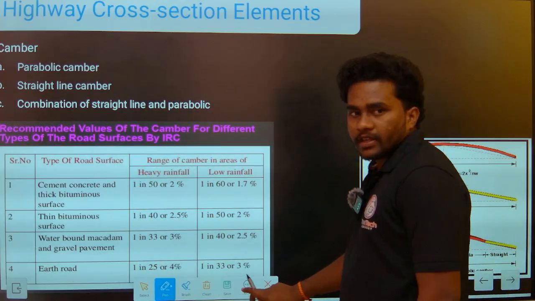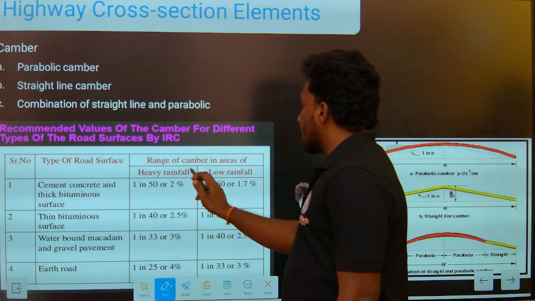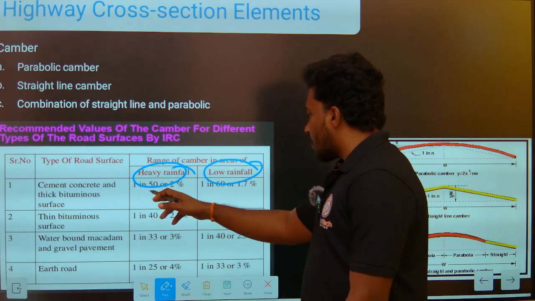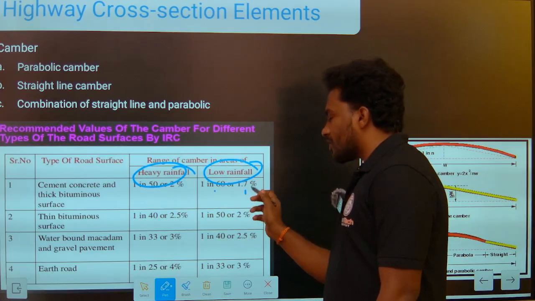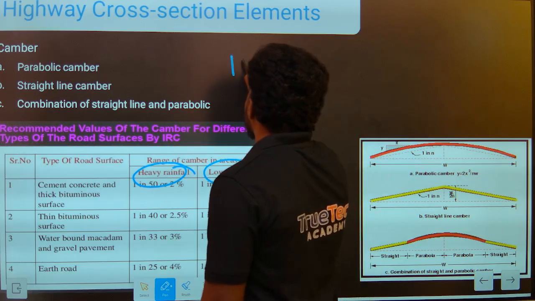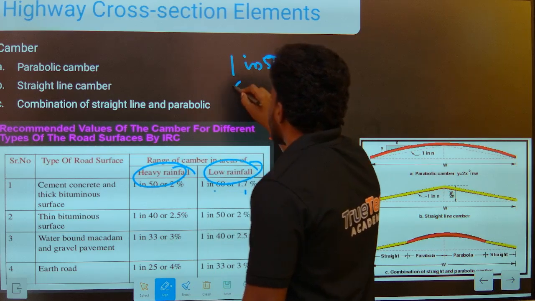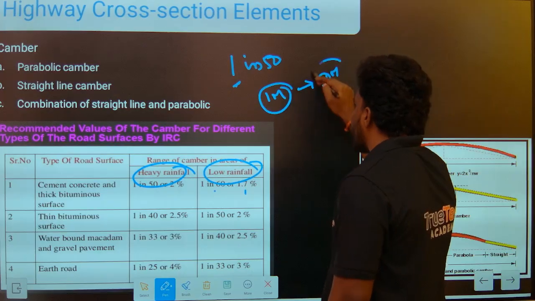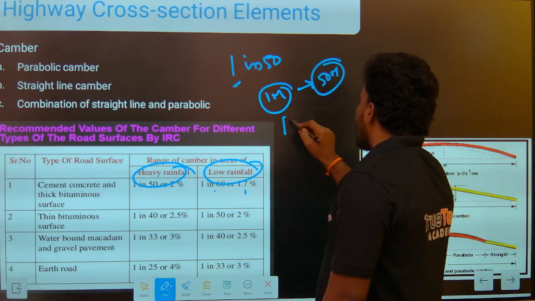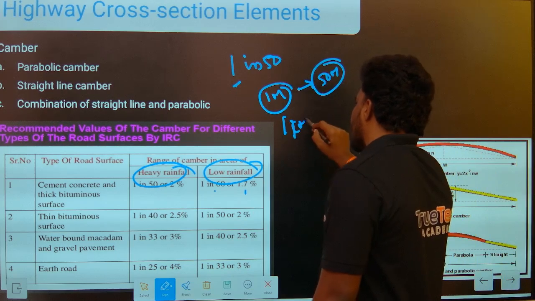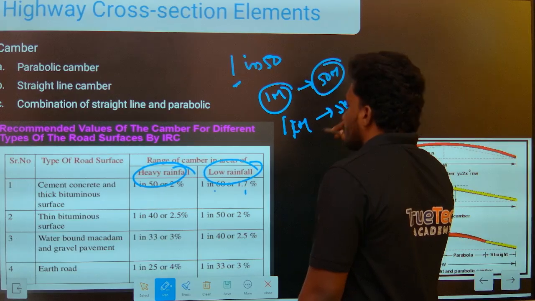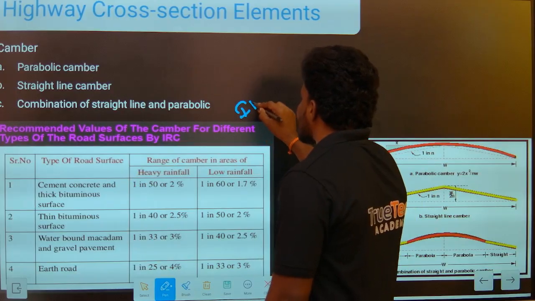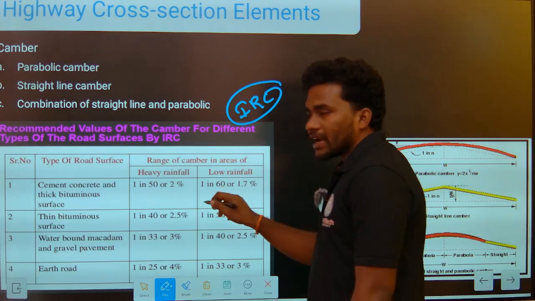the topography effect on the cross slope, that is heavy rainfall area and low rainfall area. In that the cross slope is 1 in 50, that is 2%, 1 in 60, that is 1.7%. You may ask a doubt: 1 in 50, where is the unit? It means 1 meter vertical for 50 meters horizontal, or otherwise 1 centimeter vertical for 50 centimeters horizontal. These are the standard values given as per IRC.